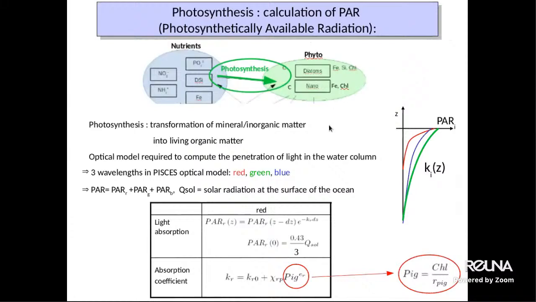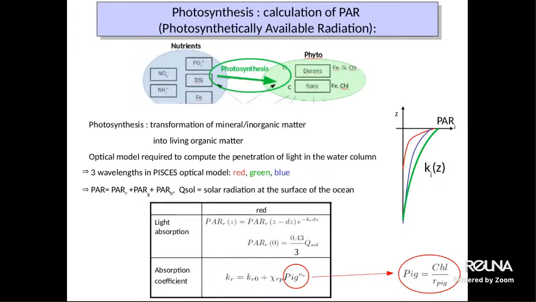Okay, first, before we go to this term in detail, we need to look at what matters in photosynthesis. So for photosynthesis, what really matters is nutrients, of course, but also light. So how do we compute the light that is available for photosynthesis in PISCES? In fact, there is an optical model in PISCES that is required to compute the light penetration in the water column. And this model in PISCES is derived for 3 different wavelengths: more or less red, green, and blue wavelengths.